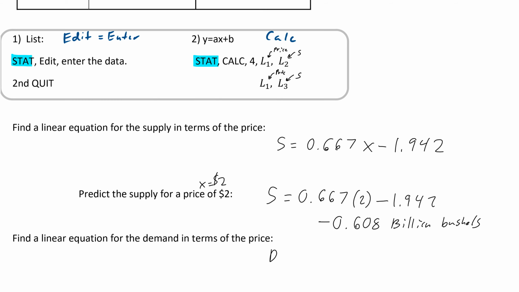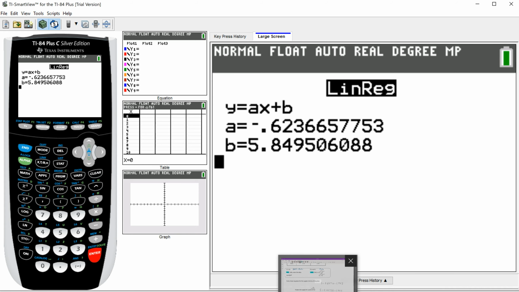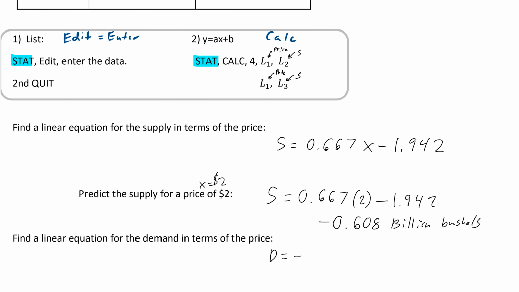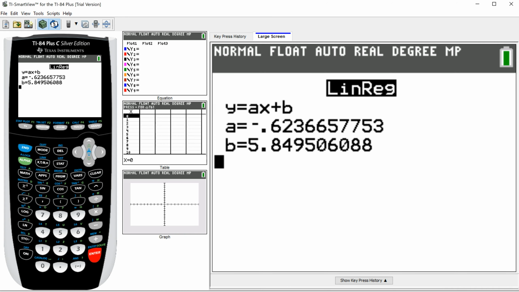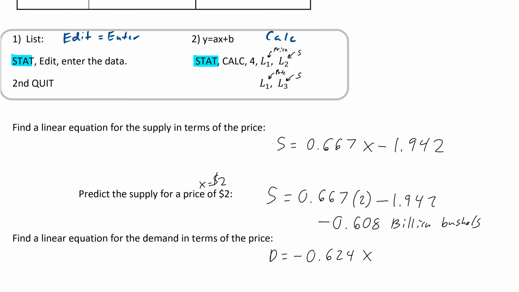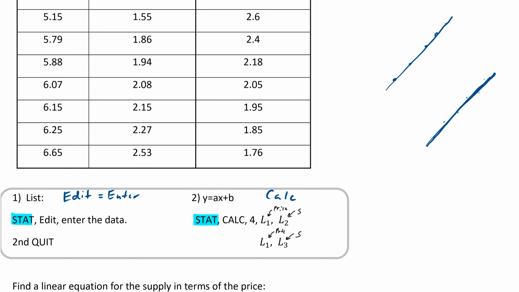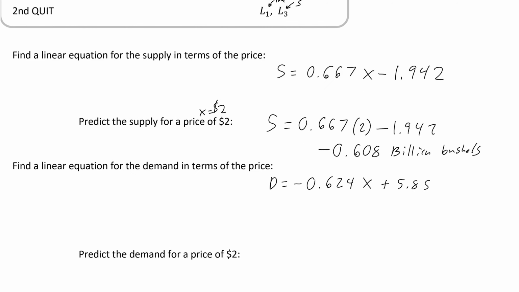So negative 0.624X plus 5.8495. That rounds up, so 5.85. So you can see, by the way, this is a positive slope. As the price goes up, supply goes up. As the price goes up, demand goes down. So that's why we are getting a negative slope here.